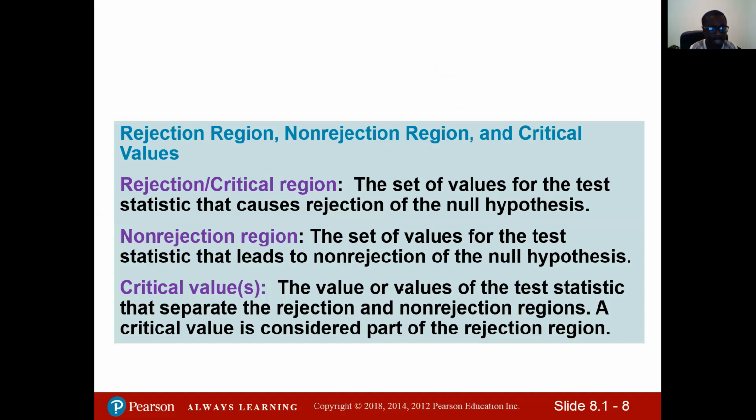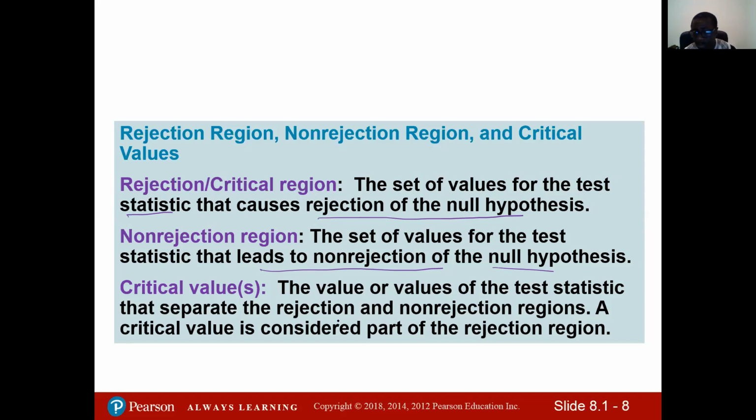Okay, so now let's define other terminologies. Now we have the rejection region or the critical region. The set of values for the test statistic that causes the rejection of the null hypothesis is what we call the rejection region or critical region. The non-rejection region is the opposite of that: the test statistic values that lead to non-rejection of the null hypothesis.